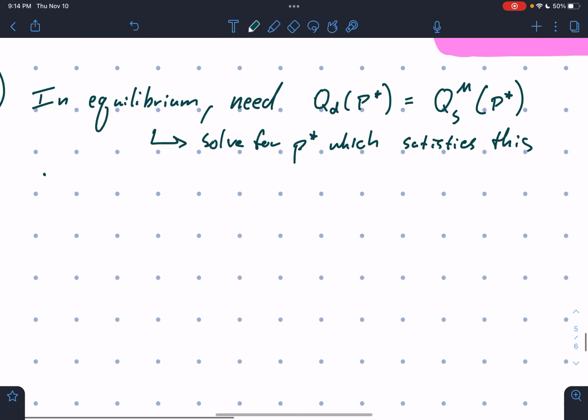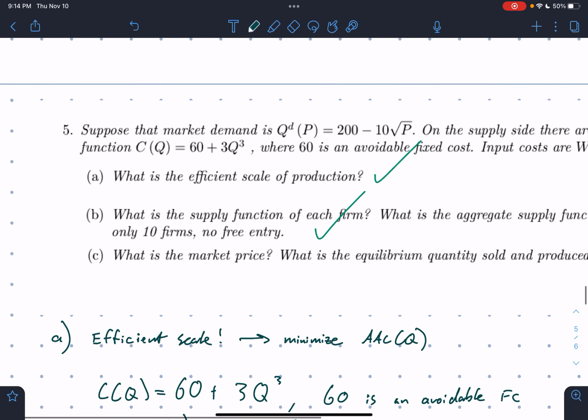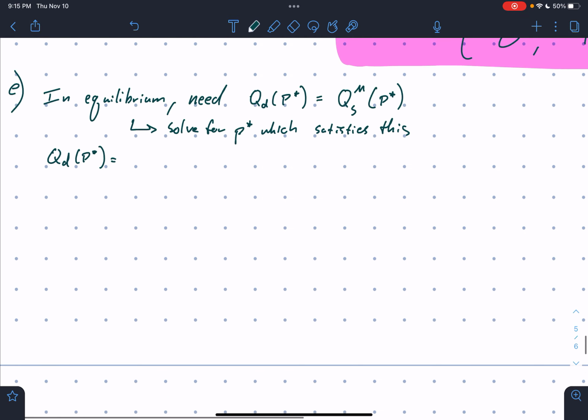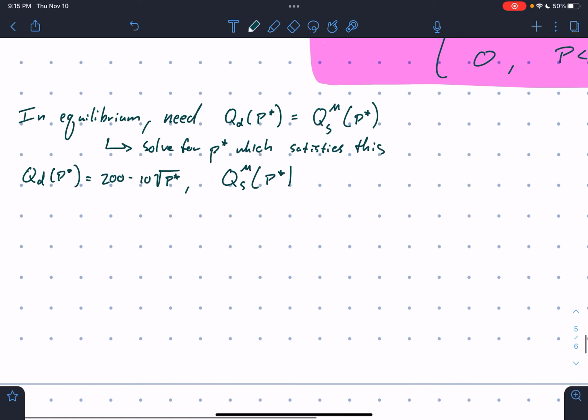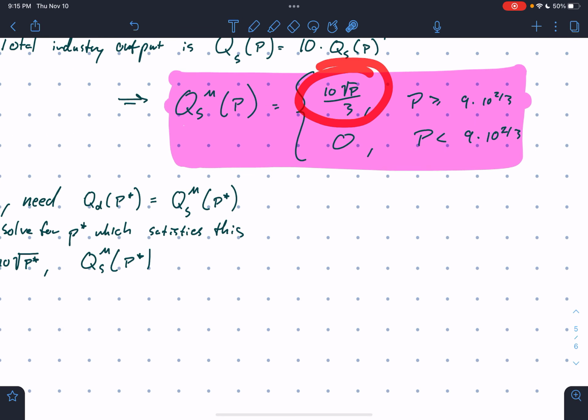So we have QD of P star is 200 minus 10 root P star. And we have Q supply of M. Let's assume we're going to need it to be positive. So this is equal to 10 root P star over 3. And again, we just need price to be greater than this.